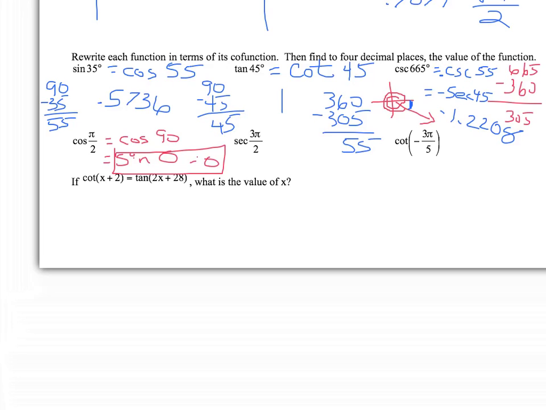For secant 3 pi over 2, I'm going to go below. Secant 3 pi over 2, when I convert to degrees, is secant 270.